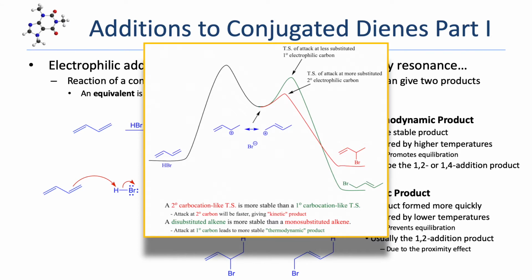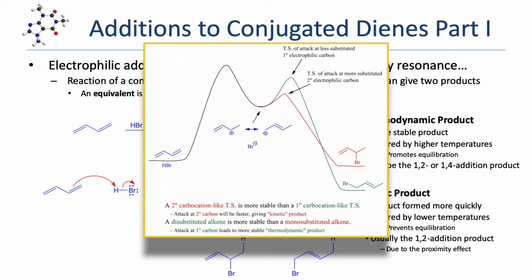If we look at the free energy diagram, we can see that the red pathway, which leads to the 1,2 addition product, is actually faster than the green pathway, which leads to the 1,4 addition product. As the bromide approaches the allylic carbocation, it will be attracted to either of the two electron-deficient carbons. If the bromide approaches the secondary carbon, then the transition state that forms will closely resemble a secondary carbocation. If the bromide approaches the primary carbon, then the transition state that forms will closely resemble a primary carbocation.